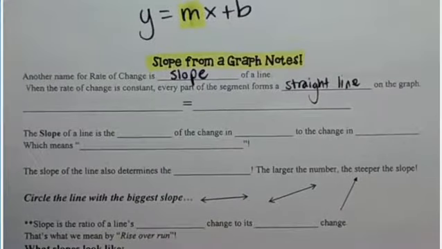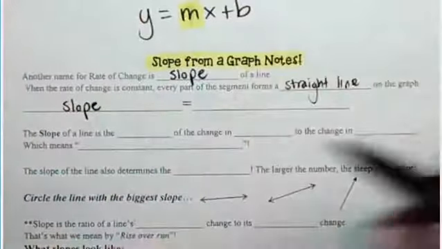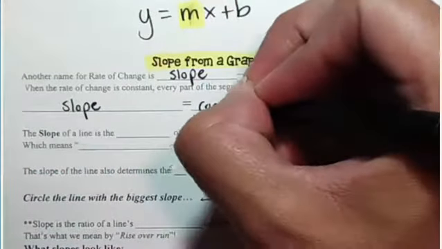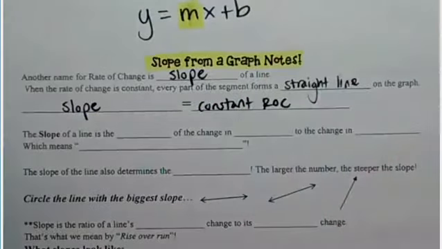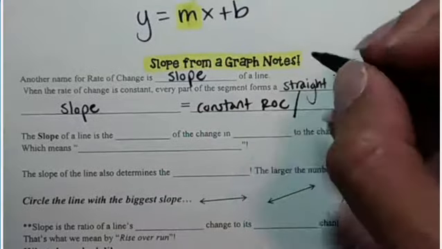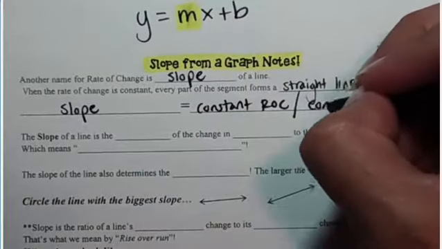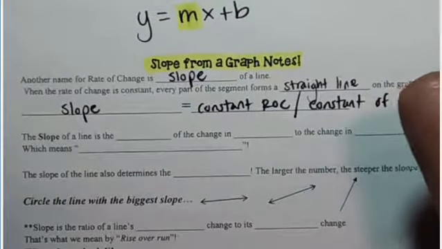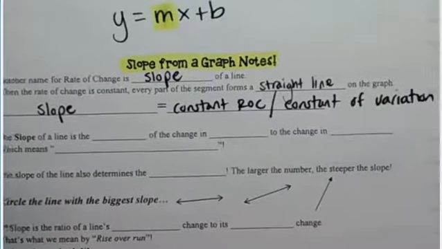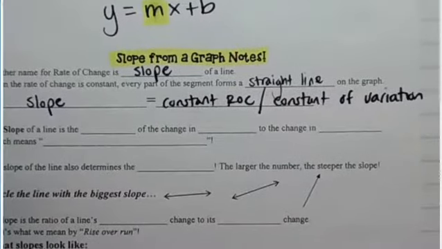So what you need to remember is that the slope is the same thing as our constant rate of change, because that's what forms a straight line. And you'll also hear this word as the slope, the constant of variation. Okay, those all mean the same thing. Slope, constant rate of change, and the constant of variation.